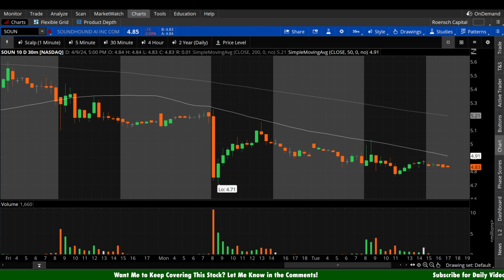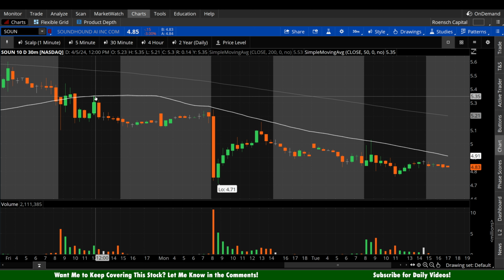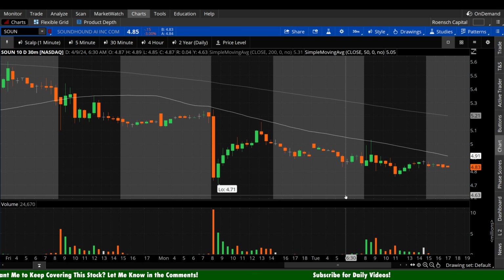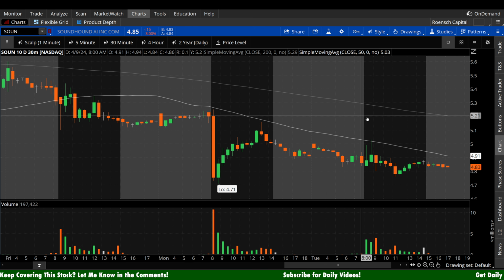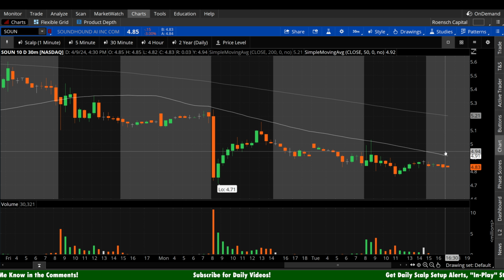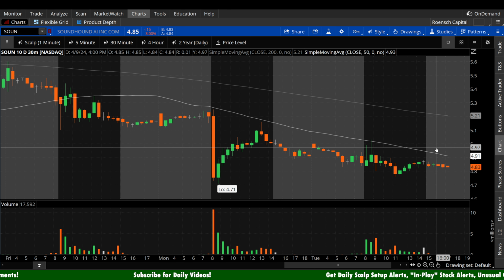And you can see here, guys, that SoundHound is struggling. We gave up that 50 period back on the 5th, and we've been bouncing off of that ever since. This is a descending level of resistance, psychological, right? Bulls, this is going to need to change. We need to reclaim that 50 period.